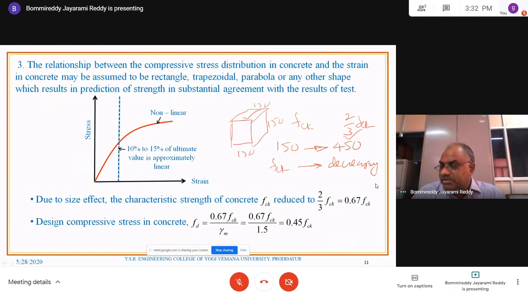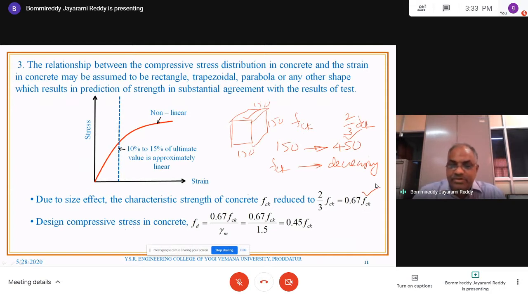So that's why the strength in practice is reduced to 2/3 of fck, that is 0.67 times fck. Because of the size effect, the reduction in the strength of the concrete is taken as 0.33 fck, but the value considered for the practical condition is 0.67 times fck.